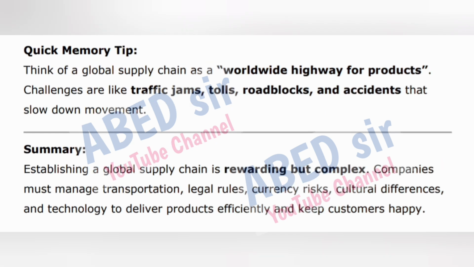Quick memory tip. Think of a global supply chain as a worldwide highway for products. Challenges are like traffic jams, tolls, roadblocks, and accidents that slow down movement. Summary: establishing a global supply chain is rewarding but complex. Companies must manage transportation, legal rules, currency risks, cultural differences, and technology to deliver products efficiently and keep customers happy.